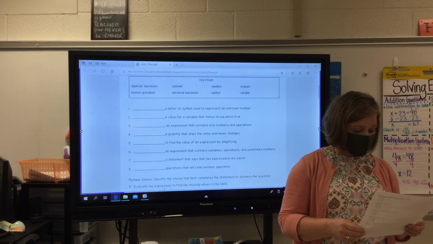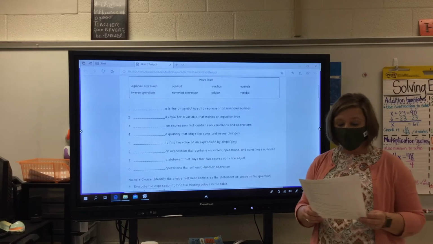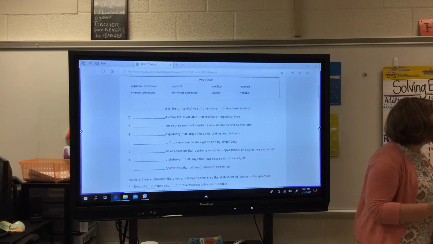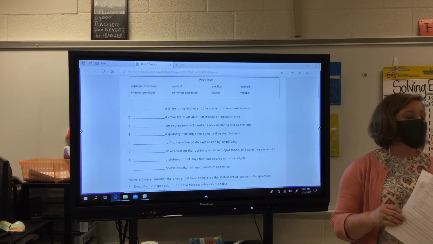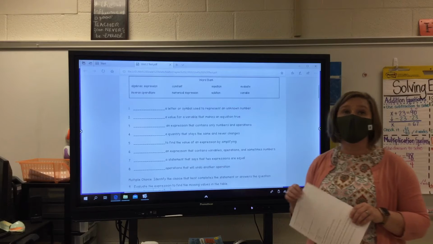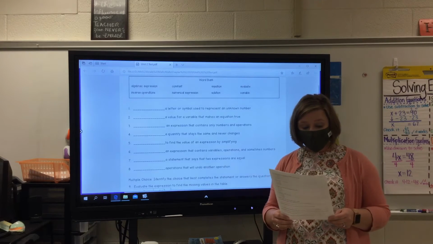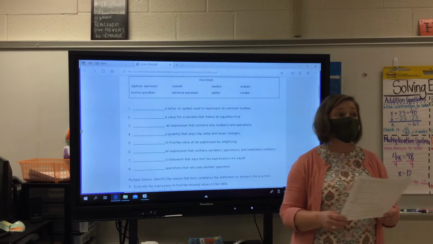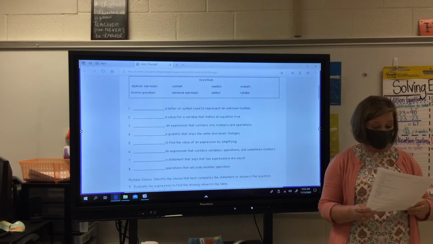Number 5. To find the value of an expression by simplifying. That's not on the anchor chart, I don't think. No. It's not on the anchor chart, but it is something that we've talked about, and you should be able to get it from the word parts, okay? Number 6, an expression that contains variables, operations, and sometimes numbers. That is on our algebra anchor chart, okay?